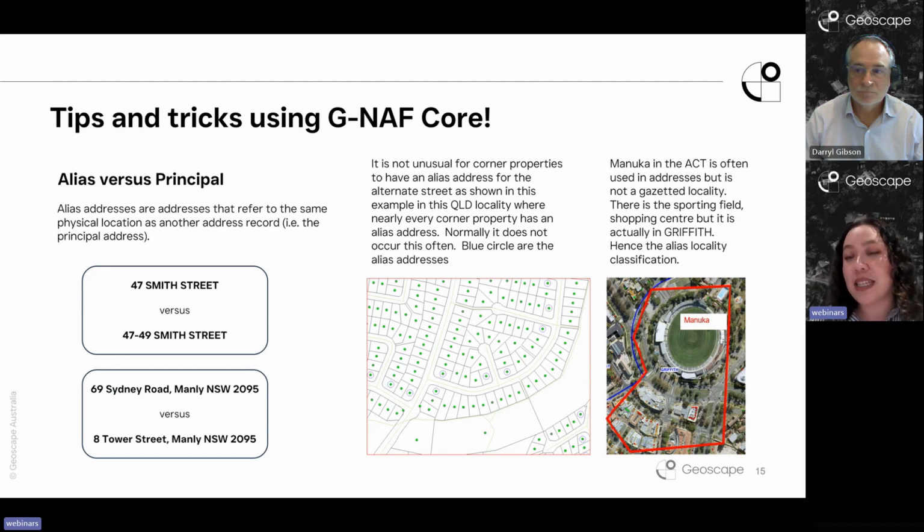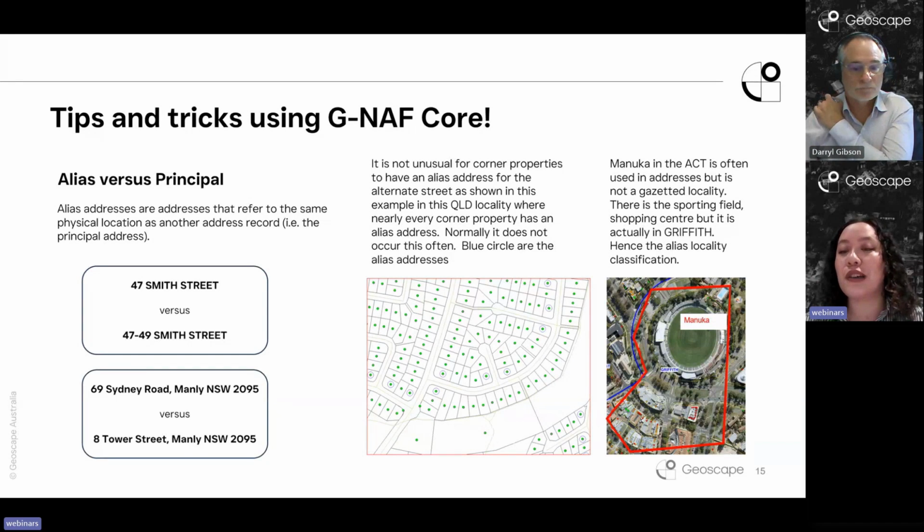And we also have a second example here, which is from Canberra in the ACT. In this case, there's a cafe shopping area which is colloquially known as Monica, but the official gazetted suburb name is Griffith. So for a couple of locations in this area, you'll see Monica and Griffith being used interchangeably for the suburb name.